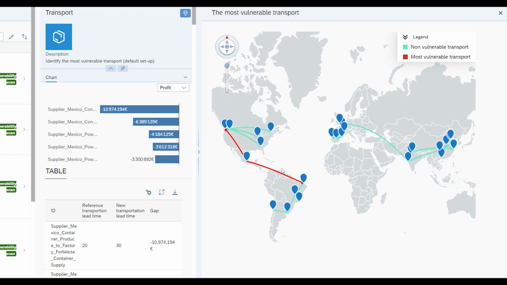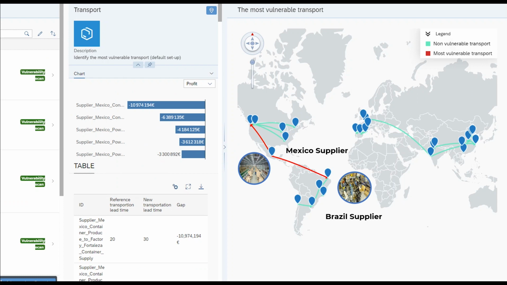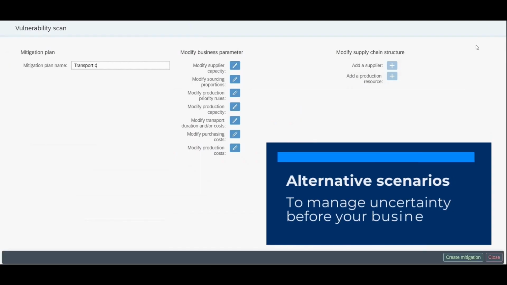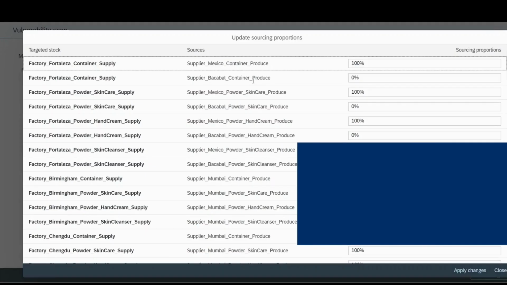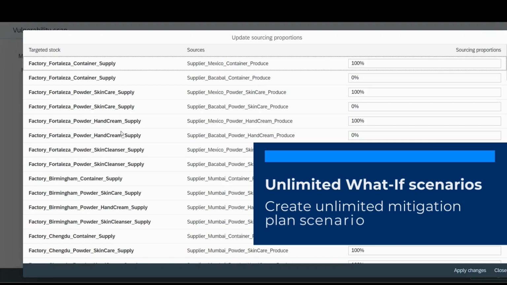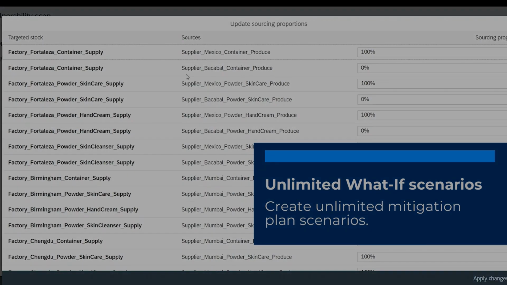Once you've identified the top vulnerabilities within your supply chain, in this example, the route from Mexico to Brazil, the next step is to find the best mitigation action plan. This comes from having alternative scenarios that introduce uncertainty in the simulation so they can be managed before your business gets disrupted. The solution's scenario planning capabilities allow you to create and compare a large amount of what-if simulation scenarios by modifying both the supply chain structure and business parameters.